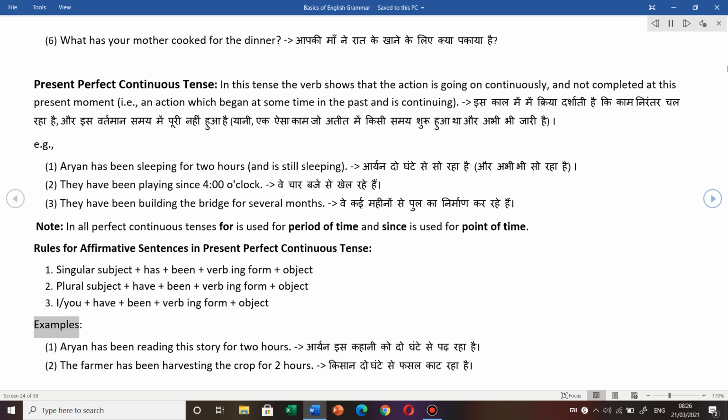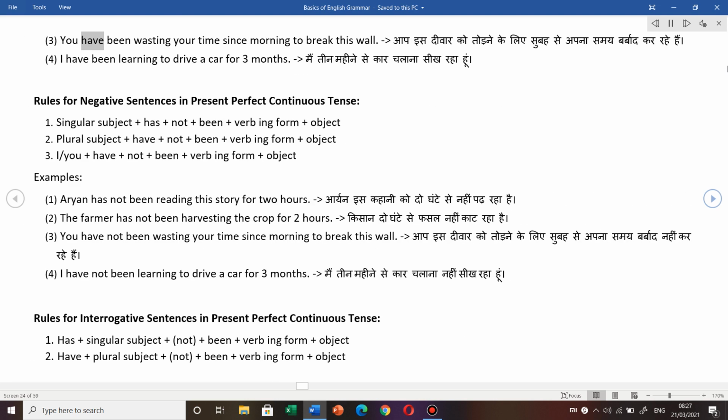Examples. Aryan has been reading this story for 2 hours. The farmer has been harvesting the crop for 2 hours. You have been wasting your time since morning to break this wall. I have been learning to drive a car for 3 months.